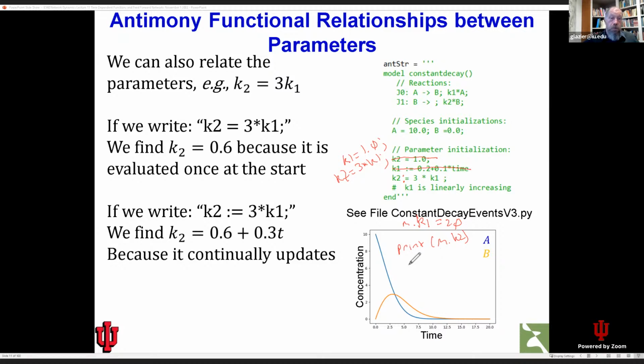So you think everything is wonderful. Now try m.K2 equals 3. What happened in the Python? I get an error. You get an error. You can't overwrite a value that's functionally defined.